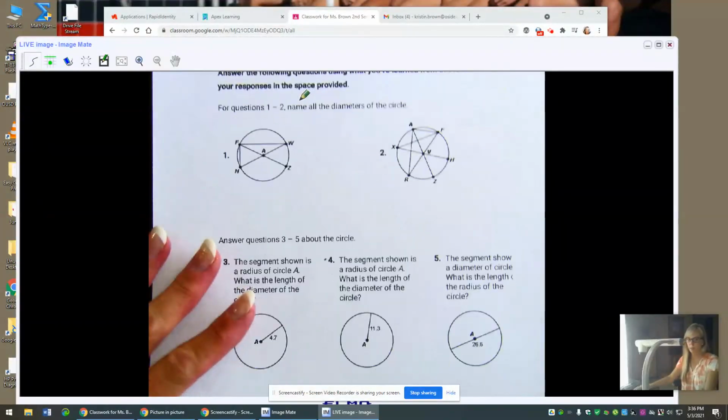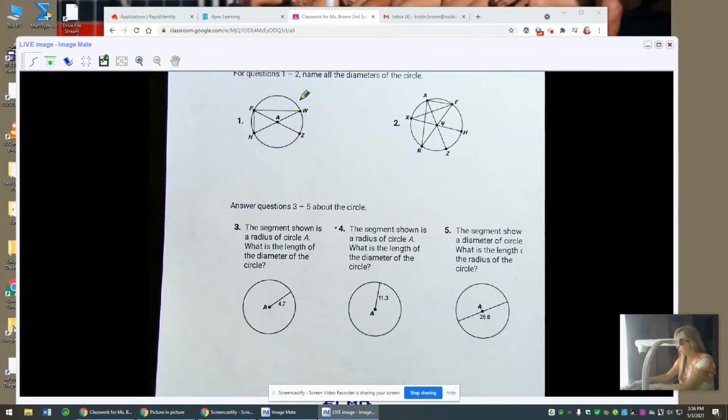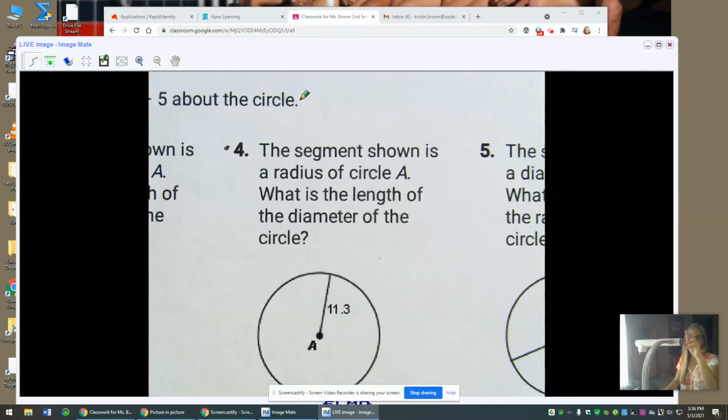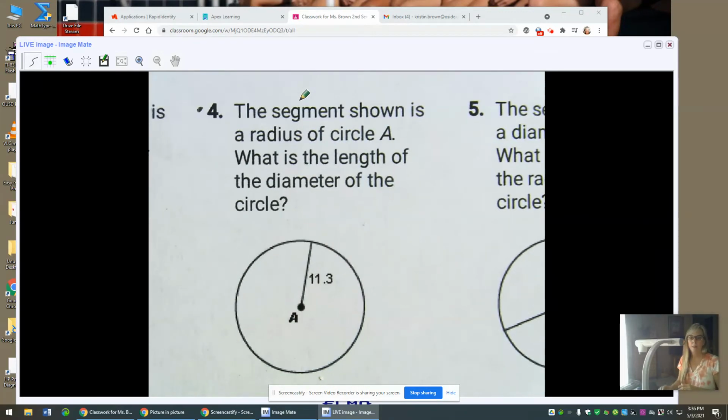Let's switch to the worksheet. The first two are not something I'm going to do because that is something you can do. I will start with number 4, which isn't too terribly difficult. The segment shown is a radius of circle A, 11.3. What is the length of the diameter of the circle? Well, we kind of just talked about it, I guess.